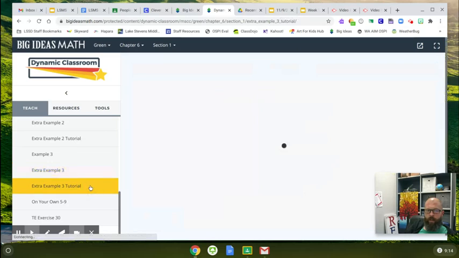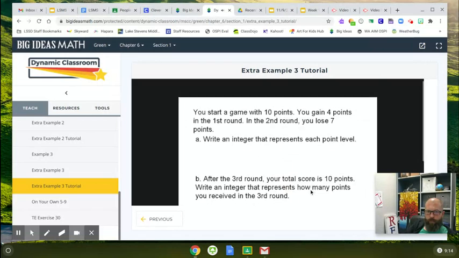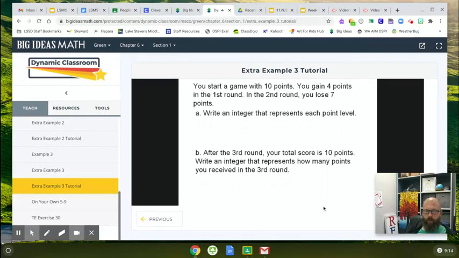All right, let's take a look. Let's get a little bit more tricky. You start a game with 10 points. You gain 4 points in the first round. In the second round, you lose 7 points. Part A. Write an integer that represents each point level.